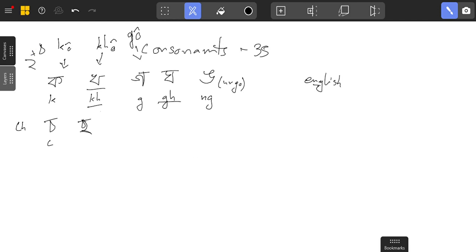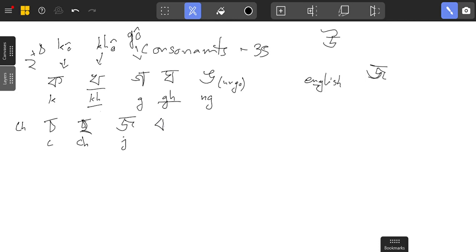After cha, we have chha, just like cha, but then you add this sign here. I'll denote it with ch. Cha, chha. And then ja, you write it like this. Make the ukaar sign kind of, you remember from the vowels, oo. Make that kind of a sign and then add like this. This becomes ja. You don't need to bother about all that, just pronounce it as ja.